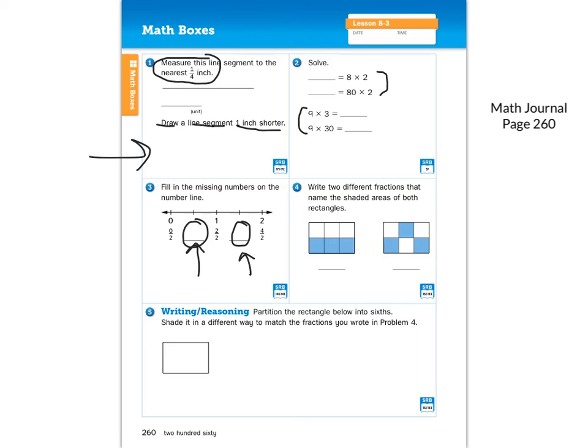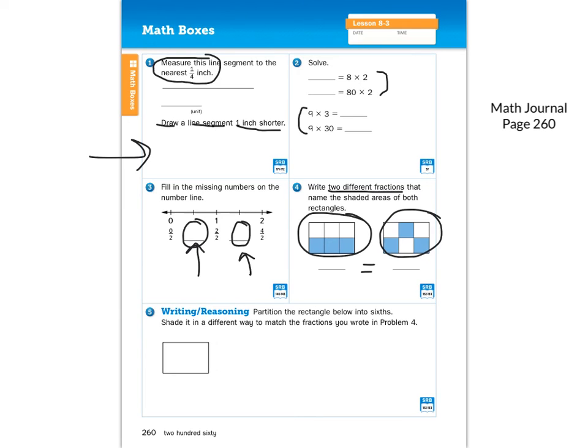And then over here, we're going to talk about 2 different fractions. 2 different fractions that name the shaded area of both rectangles. So I want you to try to think, when you look at this picture, what do you see right away? And then when you look at this picture, what do you see for that one too? These would be equivalent fractions. So they are the same, they look exactly the same, but can you think of maybe 2 different names for it? And then number 5, partition the rectangle below into 1/6.